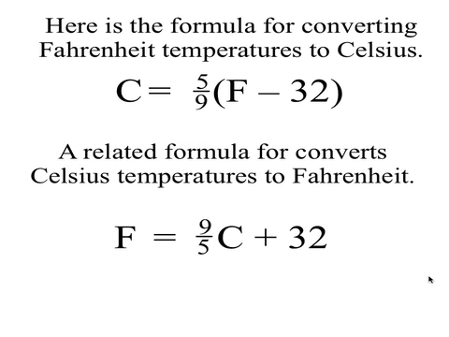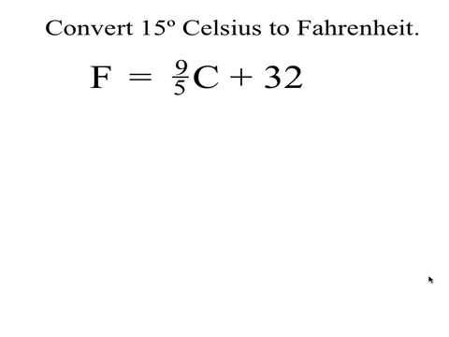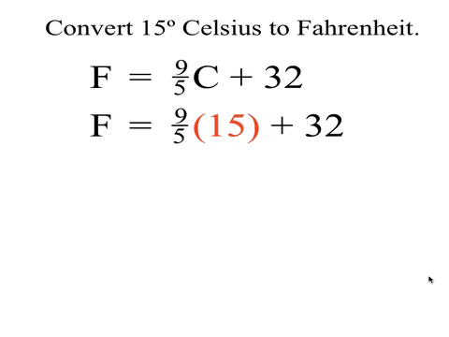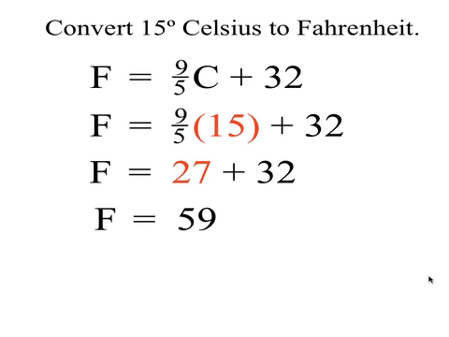Well, let's look at a related formula. Suppose you were driving in Canada and you heard the temperature given on the radio. It would be given in Celsius. And then you could use this second formula at the bottom to convert it back to Fahrenheit. Let's try an example. We'll convert 15 degrees Celsius to Fahrenheit. We substitute the 15 in for the letter C. We take 9/5 of 15 to get 27. 27 plus 32 is 59, and we've just learned that 15 degrees Celsius is equivalent to 59 degrees Fahrenheit.